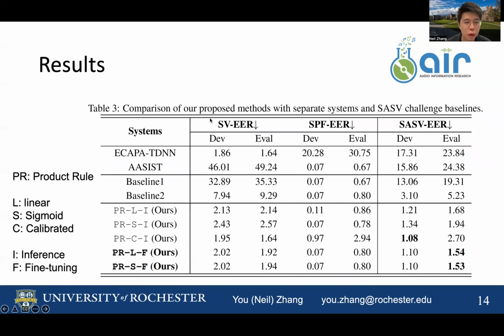For the results, we show that our methods based on the product rule have better performance than the baseline methods. Here, L, S, and C are different mapping methods, where L is linear mapping, S is sigmoid mapping, and C is score calibration with logistic regression. And I and F are different strategies. I means the direct inference strategy, and F is the fine-tuning strategy. We find that the fine-tuning strategy is also better than the direct inference strategy. Our best performing system, PRSF, achieves 1.53% SASV ER on the evaluation set.